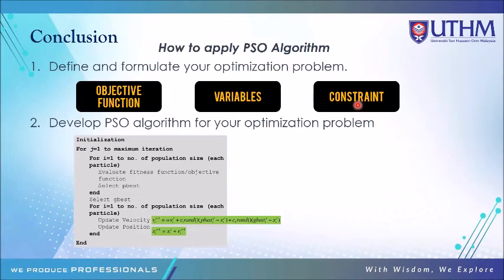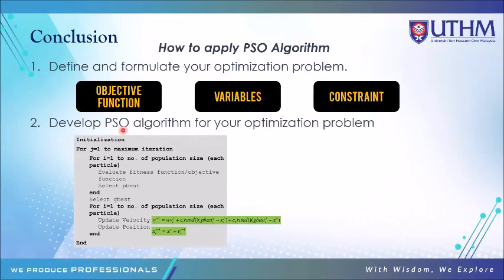So in order to apply the PSO algorithm, first of all, you need to define and formulate your optimization problem. You need to clearly define it. It consists of the objective function: what is the objective function? And then you have to know what variables are related to your objective function. Of course, these variables have their own constraints. You have to identify what the constraints are for those variables. And then you can develop your own PSO algorithm.